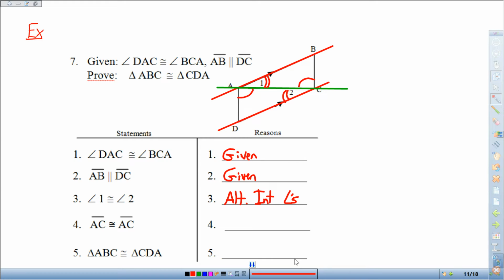Okay, that's all our given information. I need one more piece of information. Again, you guys can see they're sharing a side length here. So we can say AC is congruent to AC. There's our next statement. Why? Anytime they share a side or an angle, reflexive property.